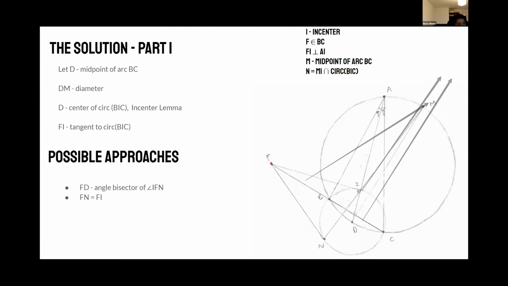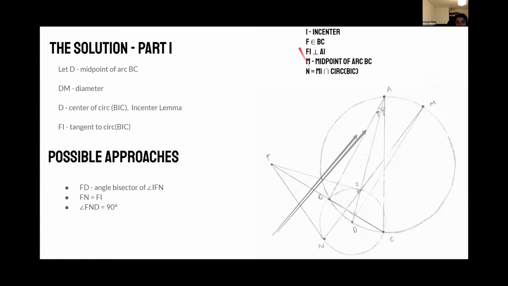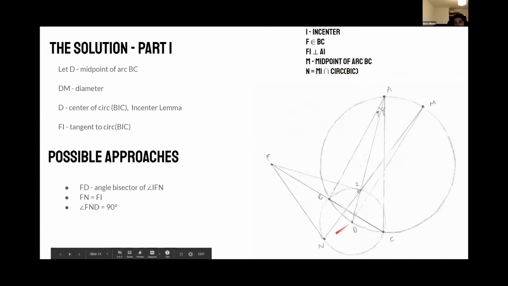And finally, another possible approach is to prove that angle FND is 90 degrees. As with the tangent perpendicular to radius, we'll have that FN is a tangent as ND is a radius, and this angle will be 90 using the converse of this statement. We will be able to finish.